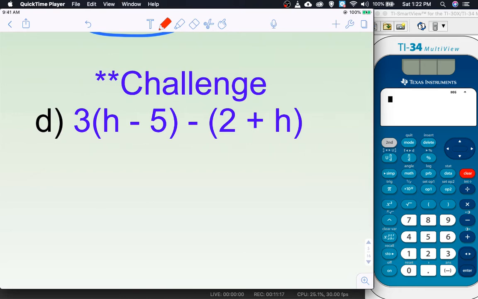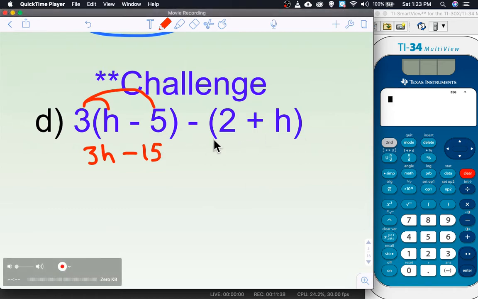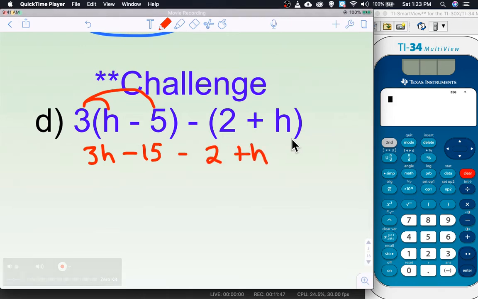Letter D. Most people get the first half for this problem right. By that, I mean the left-hand side. You multiply the 3 times the h. You multiply the 3 times the negative 5. You get 3h minus 15. And here's where the mistakes start to happen. It's in this second set of parentheses. So you might be thinking, well, what the heck do I multiply here? I mean, a lot of students will just go, okay, minus 2 plus h, and just kind of drop the parentheses that are around here.